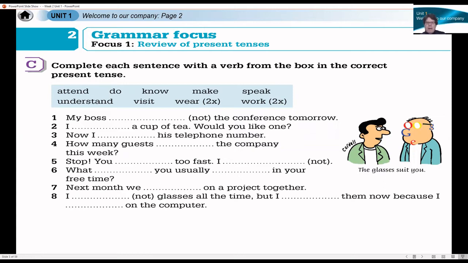Okay, my boss is not attending the conference tomorrow. I am making a cup of tea. Would you like one? Now I know his telephone number. How many guests are visiting the company this week?